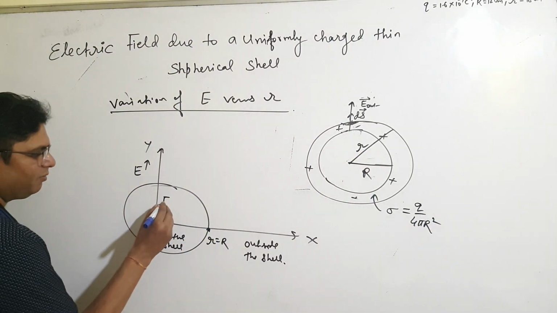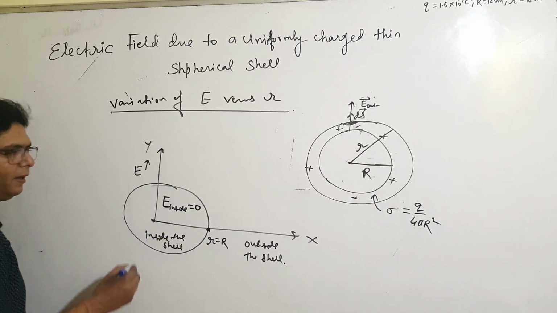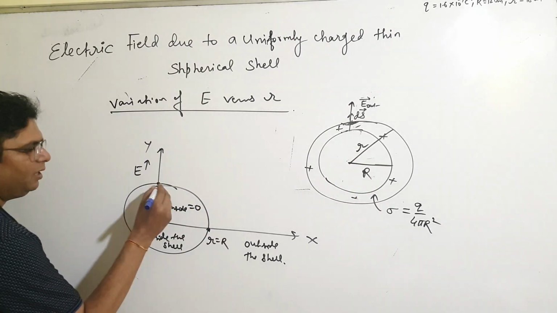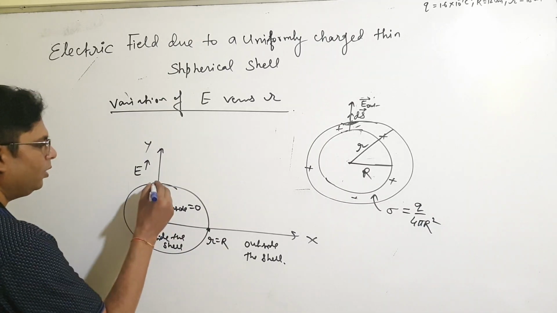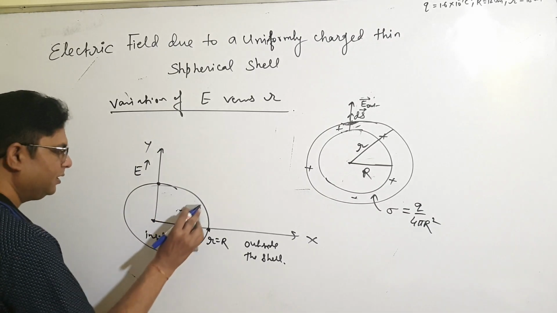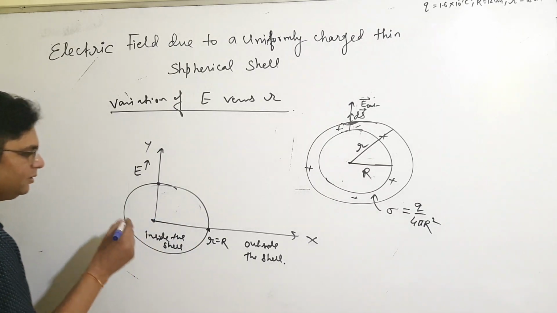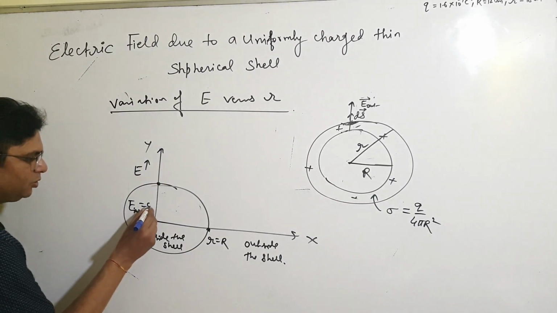So you have electric field E inside is equal to 0. Here is the maximum electric field. So electric field will be maximum at this point. And as distance increases, electric field will decrease. So I am writing here on this side, E inside is equal to 0.